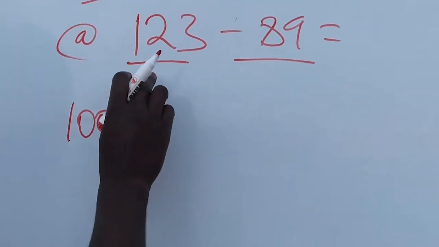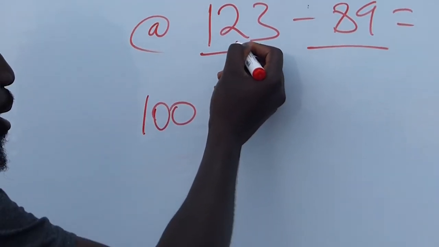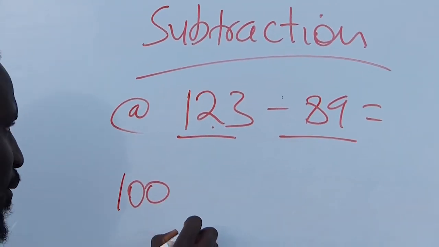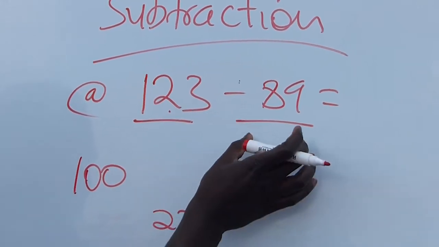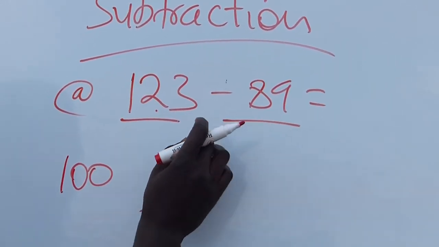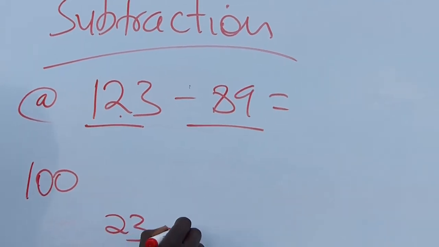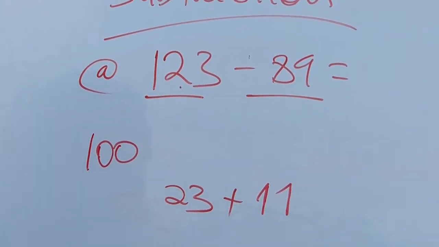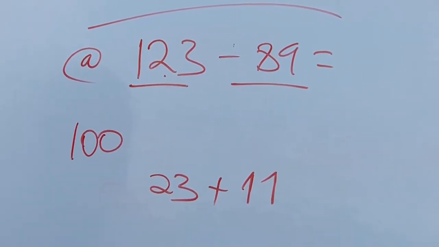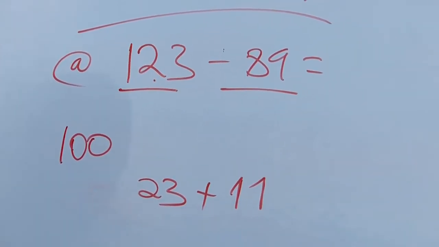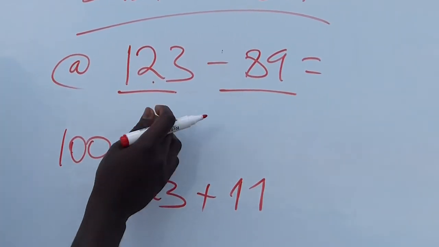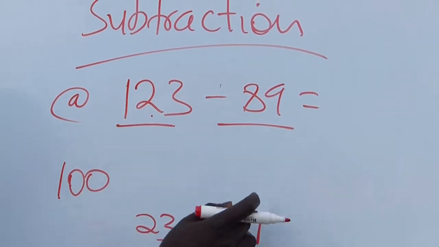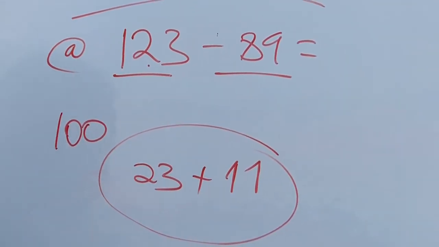And what I'm going to ask myself is, what is 123 minus 100? If I subtract that, I'm going to have 23. And then what is 100 minus 89? I have 11. So basically subtraction is just like addition in another way. I look at the difference between 100 and 89, and the 23 here, and then I add them.